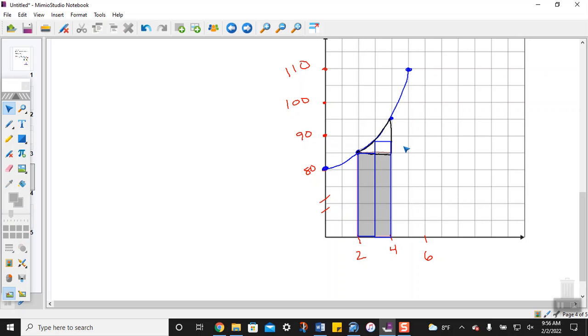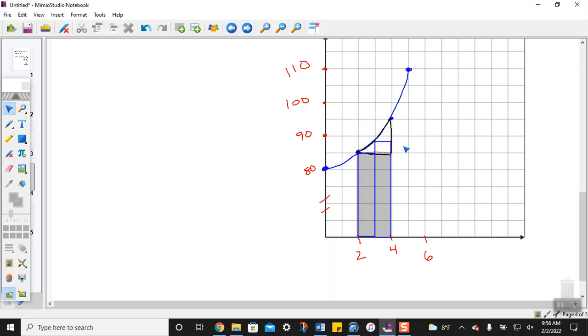What area is left unaccounted for now based on these blue bars? Just this one and this one. So what else got added into our estimate here? Now, albeit, is it still an underestimate? Yeah. Okay, but what's true about the underestimate? Is it more accurate or is it less accurate? It's going to be more accurate.